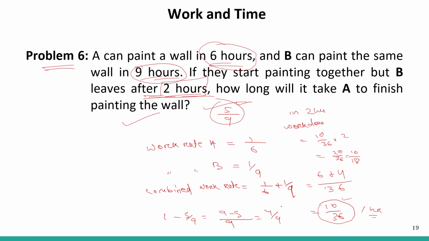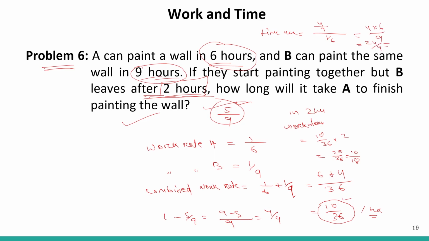Okay, and we know how much it takes for A to finish 4 by 9 of that work. How can we know? We can use the formula: time needed is equal to remaining work, that is 4 by 9, divided by A's work rate, that is 1 by 6.